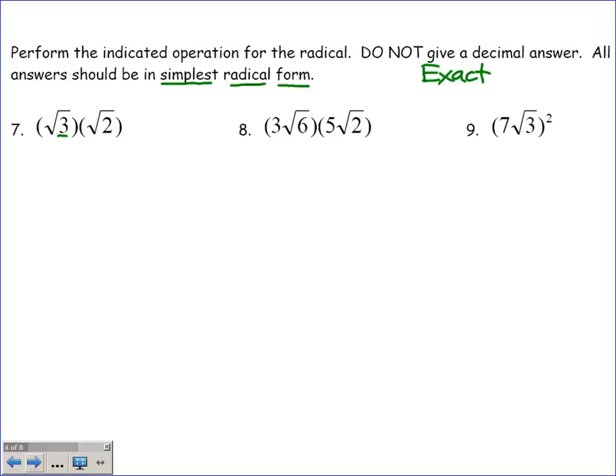For this part, what we do is we would multiply the radicands together. So we would have the square root of 6. If we could simplify the square root of 6 anymore, we would. But that's as simple as this gets, is just there.